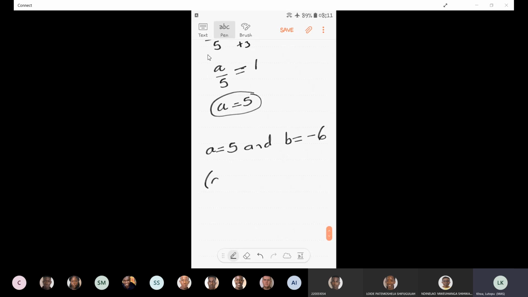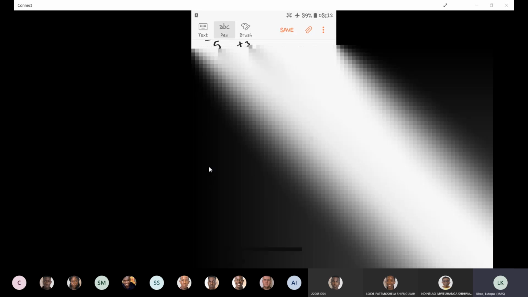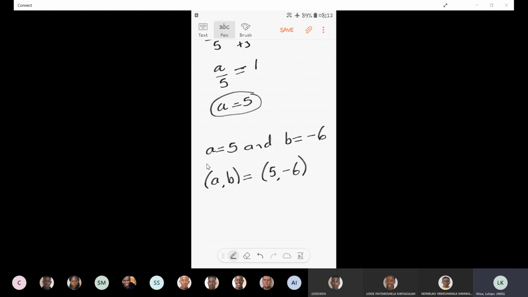Or I can write it like this, a comma b is equal to 5 comma minus 6. So that is how you would solve them. You can see that the coefficients of a and b, or x and y, or whatever variables you have, they don't really matter because you work it out in the same way.